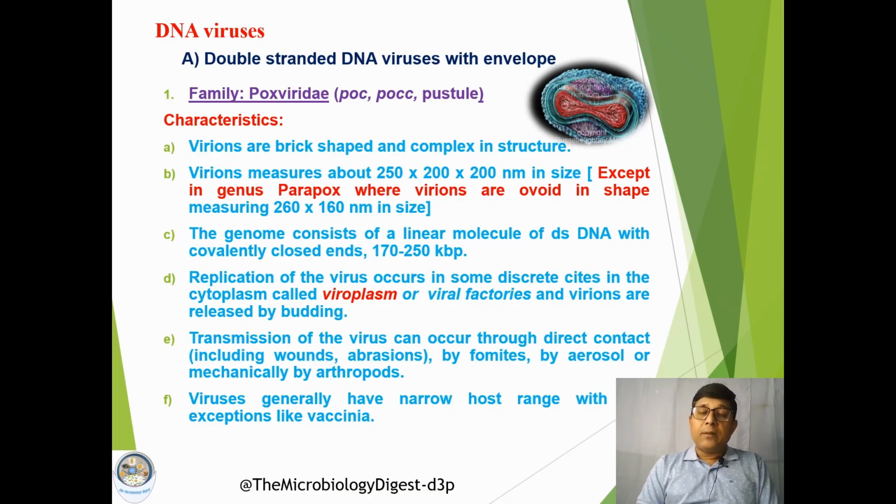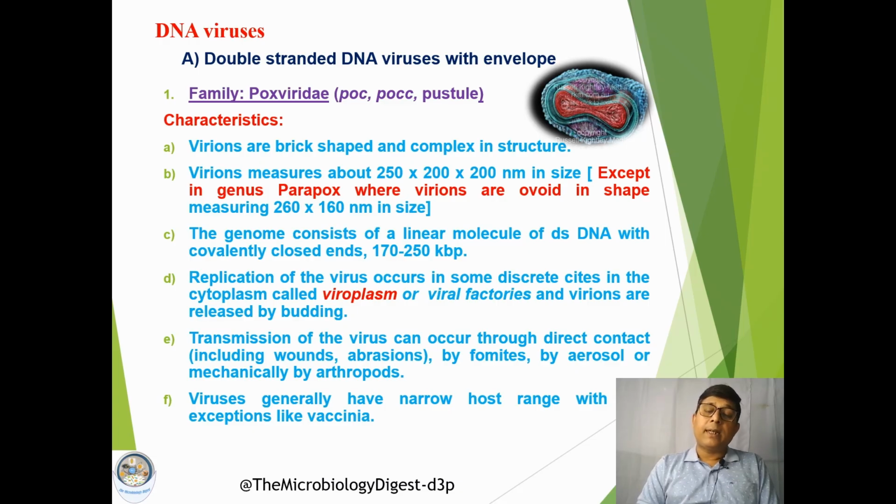The mature virion measures around 250 by 200 by 200 nanometers in size, and there is one exception in one genus of pox virus, the parapox virus. The parapox viruses are ovoid in shape. Other pox viruses are brick-shaped, but parapox viruses are somewhat different. The genome in this family is a linear, double-stranded DNA molecule, and the size of the genome is 170 to 250 kilobase pairs.